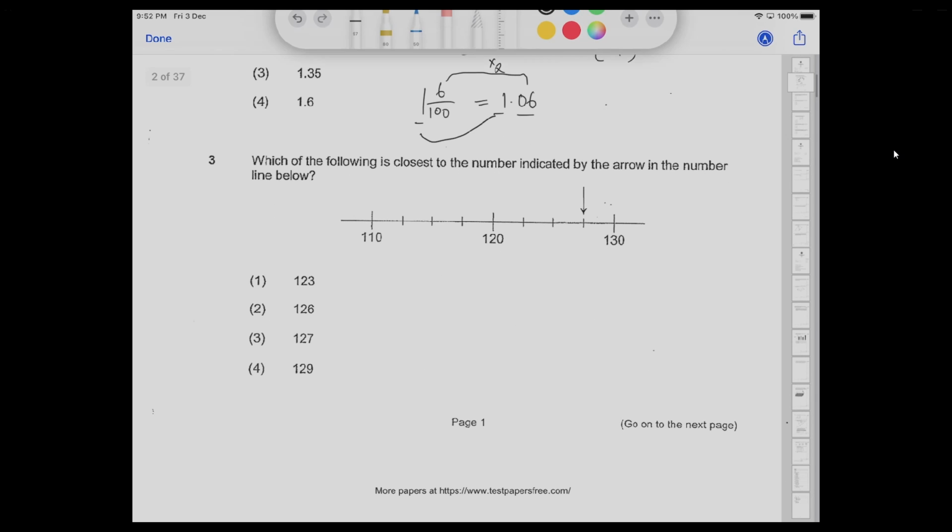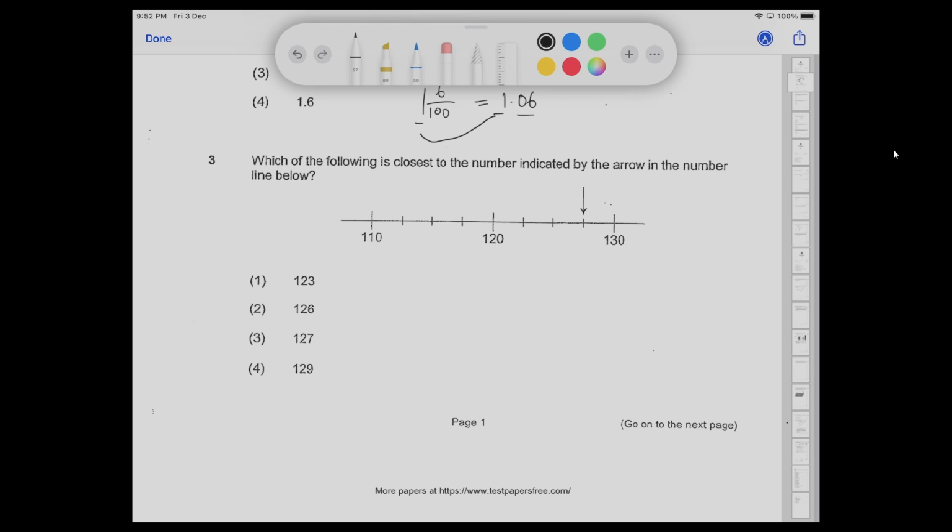Question 3. Which of the following is closest to the number indicated by the arrow in the number line below? We want to find the number that's indicated by the arrow. So let's see. We have 120 and 130, and there is 1, 2, 3, 4. So there's actually 1, 2, 3 divisions. So what we want to do is find the number that fits. For example, you can try 128. The space between here is 2, so this must be 126, 124. But where's 122? This does not fit. So clearly it's not 128 here.